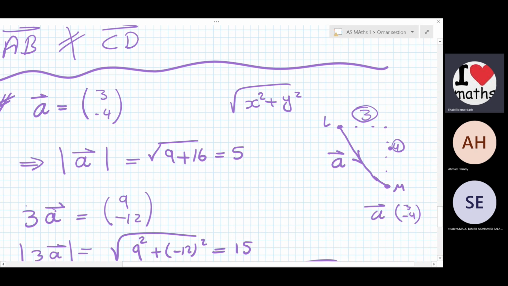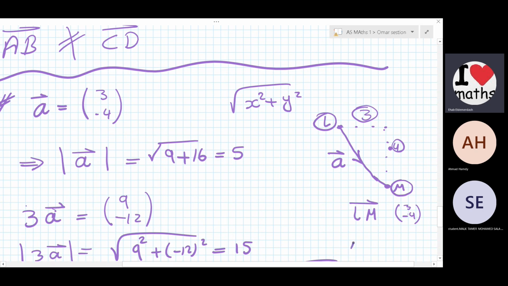Okay, what's your opinion if I'm talking to you regarding the vector ML? Let's make it more specific. Let's say the vector I made in front of your eyes was LM. I started from the point L and after that I reached the point M. What did I do now, Hala? I moved how many units to the right? 3. How many units down? 4. So I wrote it as 3 and negative 4.